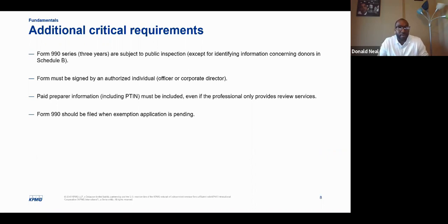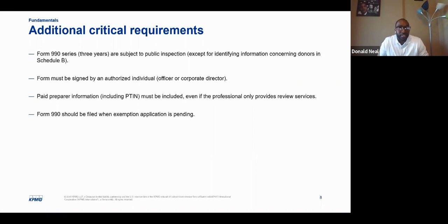It must be signed by an authorized individual, officer, or corporate director. I did have one situation where I was working with a particular client for the first year, and what we found out was they were not having an officer or corporate director sign the return. They were just having someone sign it without the proper authorization. So that was something that we had to work with them on. In regards to the paid preparer, make sure you have the PTIN included, which is the paid preparer tax identification number. It's usually in the bottom right-hand corner.